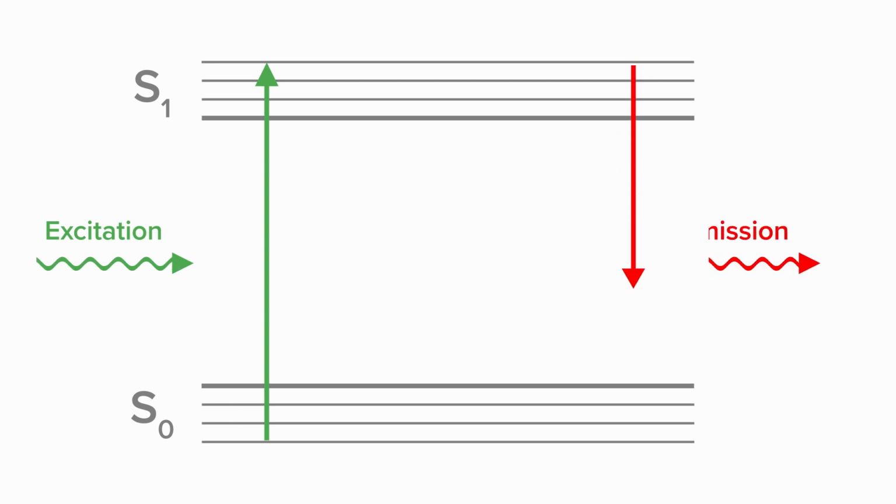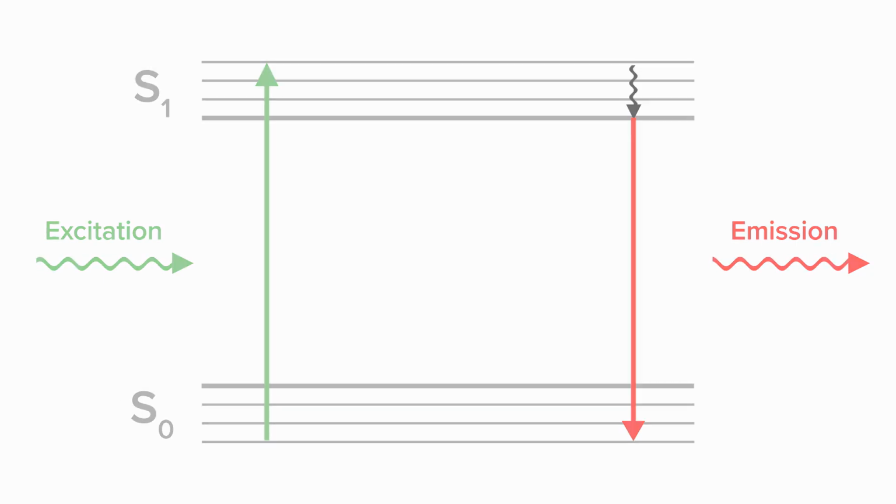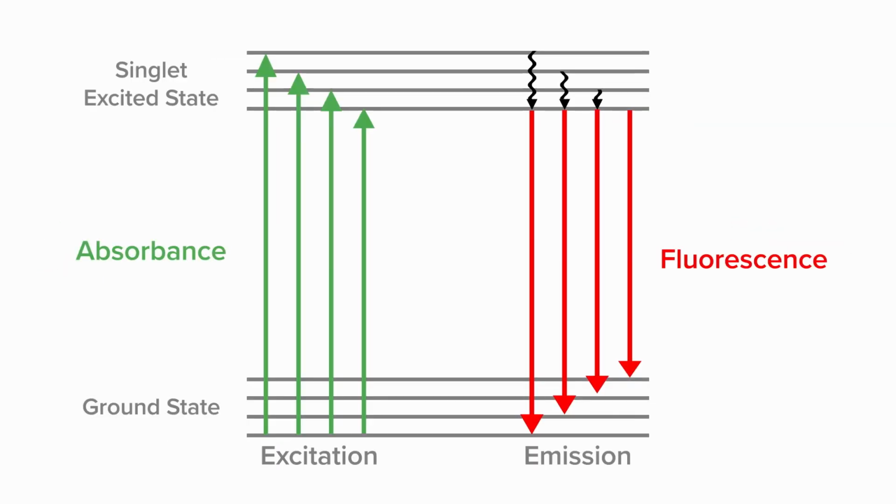The molecule must be excited from its ground state to a higher level electronic state. And then it has to relax back down to the ground state by giving off a photon of light. There are competing processes, but when that happens, that is emission. And there are two main types of emission that are defined by how the molecule is excited.